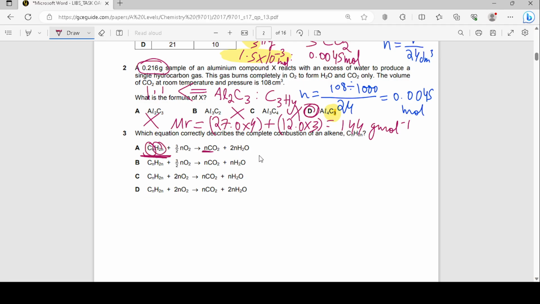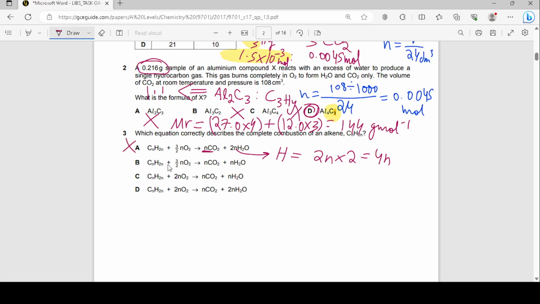And over here you have 2nH2O, which means that the number of H atoms is 2n times 2, which is 4n. That is wrong, because on the reactant side your number of H atoms is just 2n. On the product side, however, it is 4n, which means that equation A must be wrong.